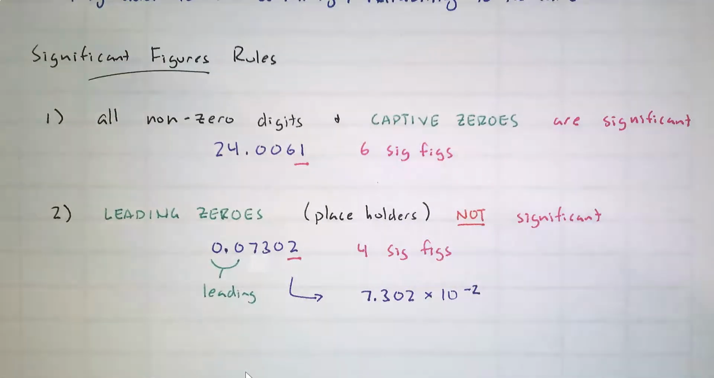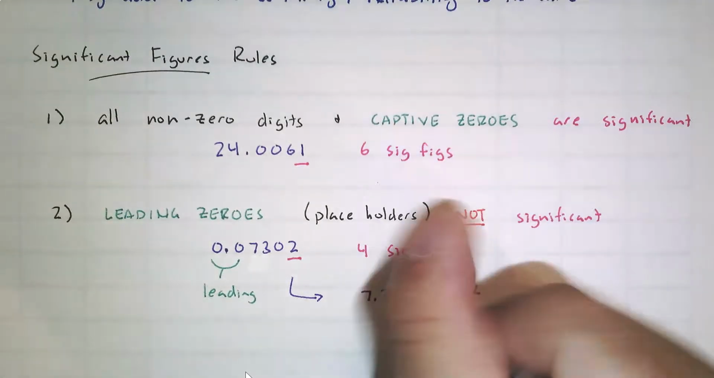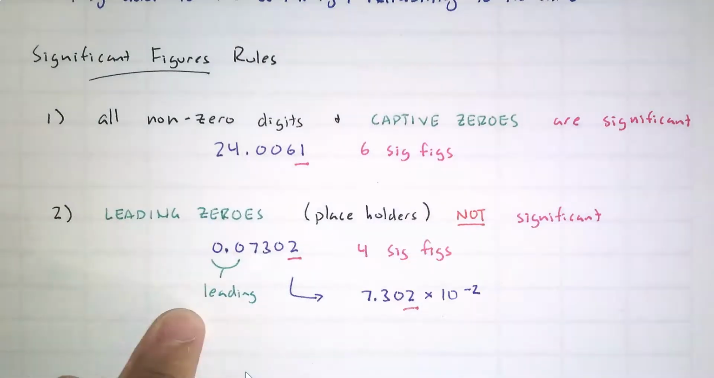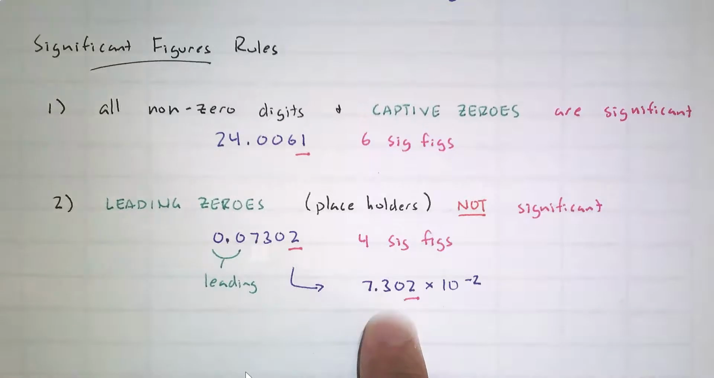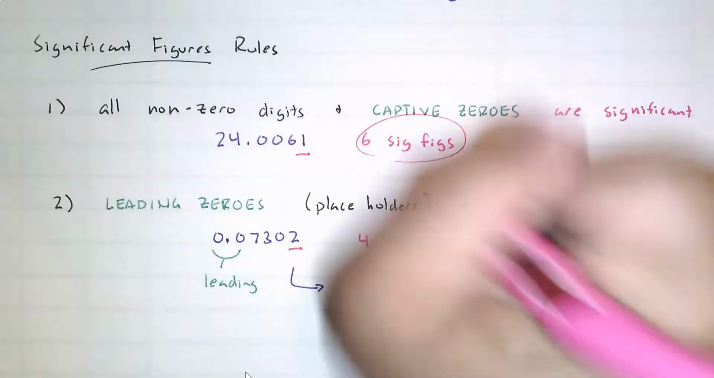Now do you see, by using scientific notation, we get rid of the leading zeros, okay? And we definitely see that we have 4 sig figs. So here we have 6, and here we have 4.